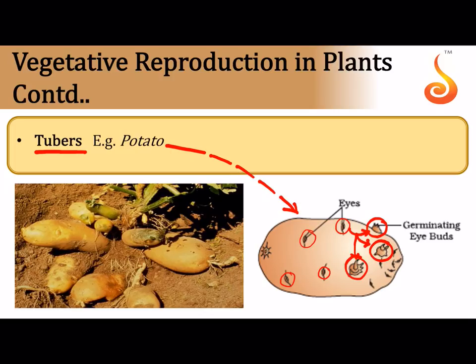So if you take this vegetative propagule, which is tuber, and put it under the soil, you will get a potato plant. That's why it is called a vegetative propagule. It has eyes or buds which can germinate into new plants. See, here it is germinating into a young plant. Okay?